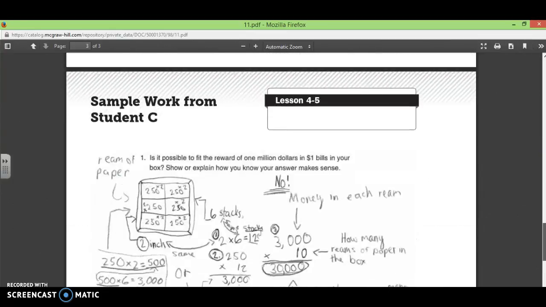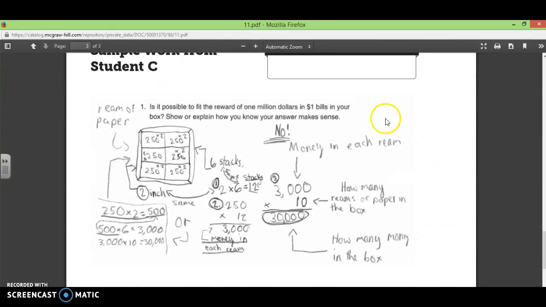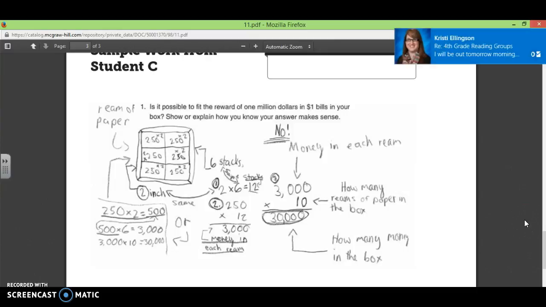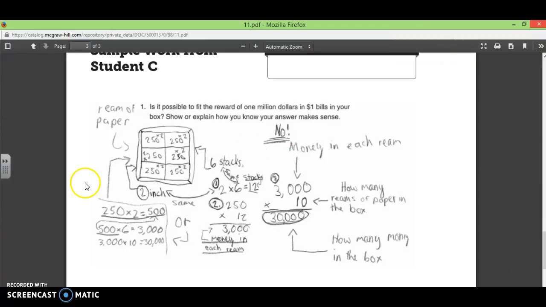Let's look at student C. Here student C, it looks like, did something different. So I want you to think about what student C is doing differently from student A and B. This one looks a lot different. So again, if you need to, pause this video and really take a look at the work that each student did, and we're going to use those to help us solve number 2 today.